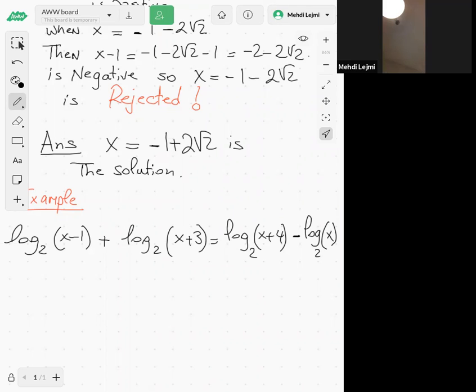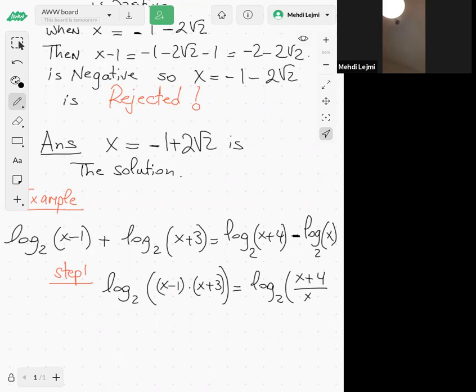But the idea is always the same, right? You need to combine the logs, get rid of the logs, and then just solve your equation. So for example, here, as a first step, I would just combine the logs. On the left, there'll be log in base 2 of x minus 1 times x plus 3, right? And on the right side, there'll be log in base 2 of, because it's a minus, x plus 4 over x.